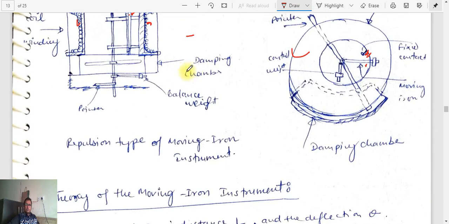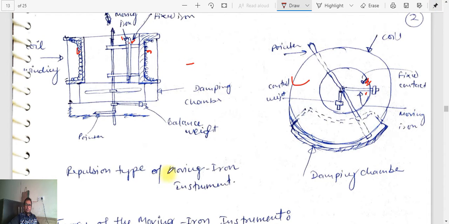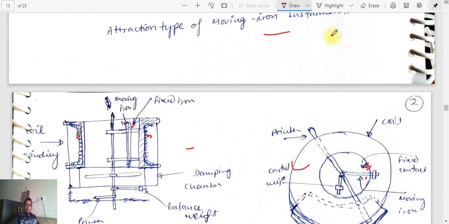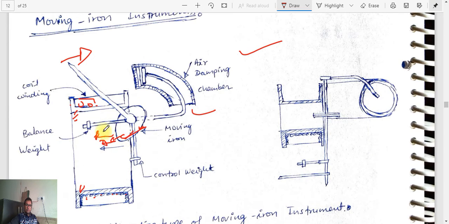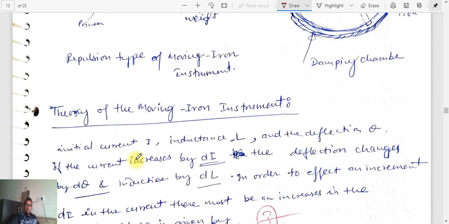And similarly, this is the concept for the repulsion type. This is the control weight, and this is the balance weight. In this also there is the control weight and the balance weight. You can see here.